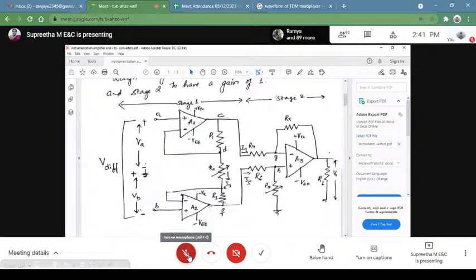So now, coming over here, what is the potential across these two resistors, VR6 and VR7? They have to be equal. So we assume VR6 and VR7 is equal to 1 volt. So when VR6 and VR7 is equal to 1 volt, what will be?